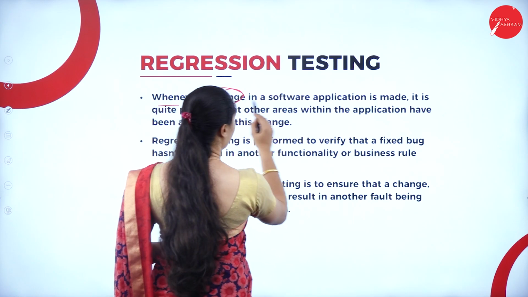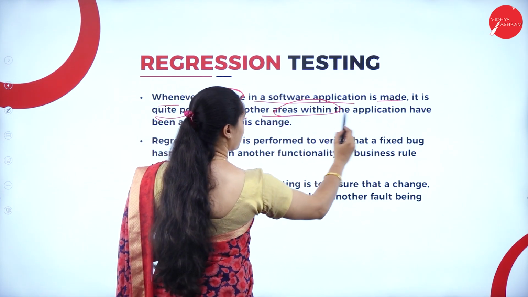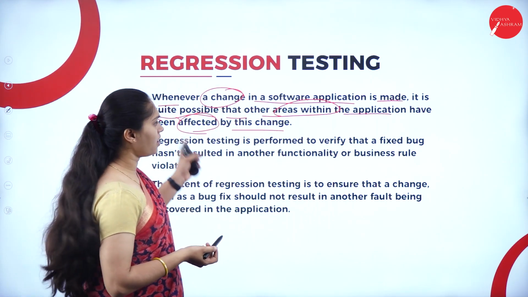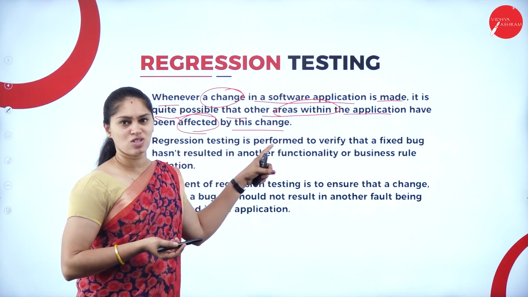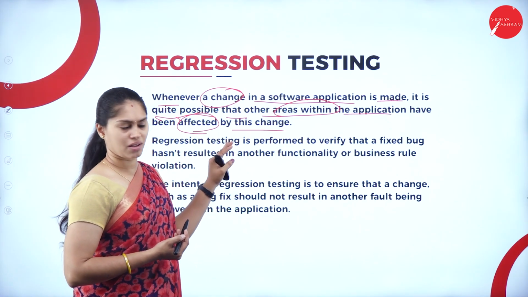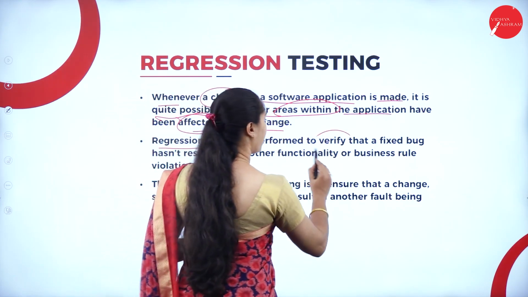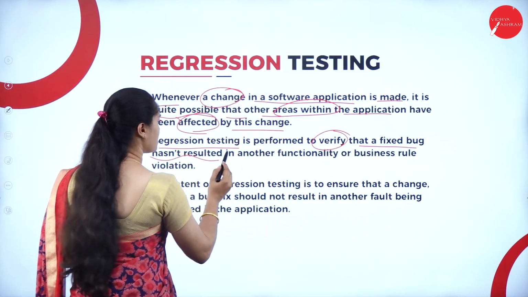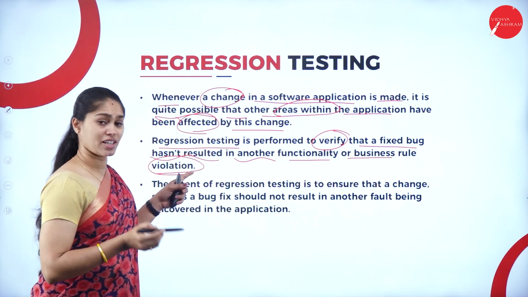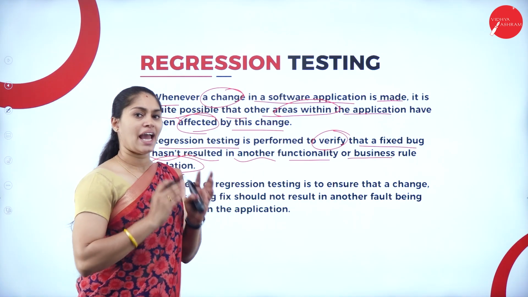Whenever a change in a software application is made, it is quite possible that other areas within the application are affected by that change. When we are doing some changes to the application, there could be a chance of changing the functionality of the application which we are using. So we have regression testing mainly to verify that a fixed bug has not resulted in another functionality or business rule violation. It should not violate any business rule or affect the functionality of any other system.